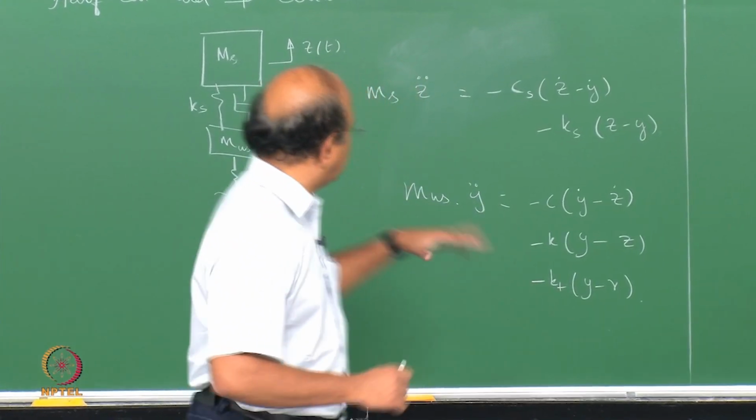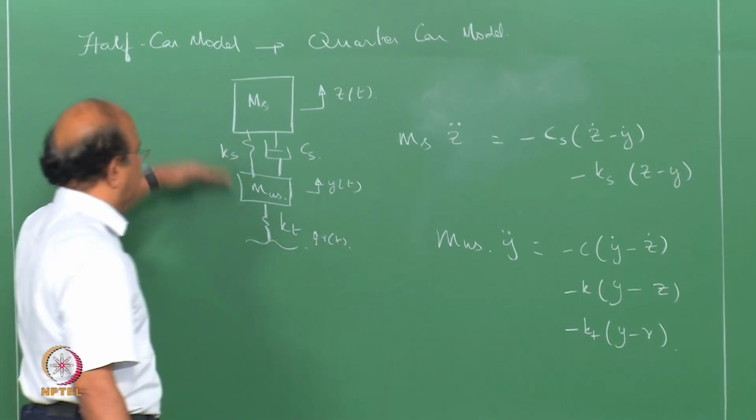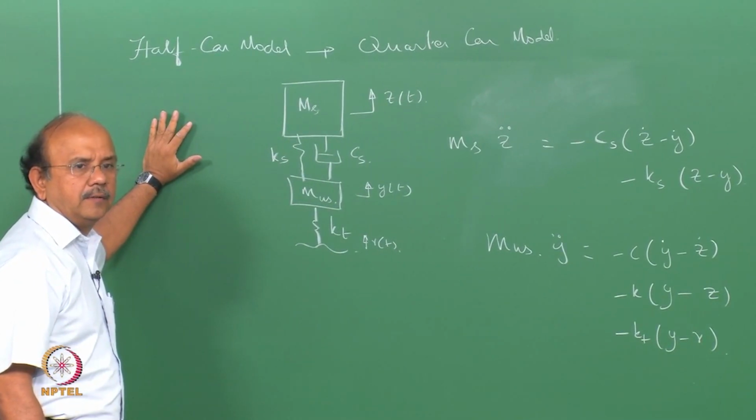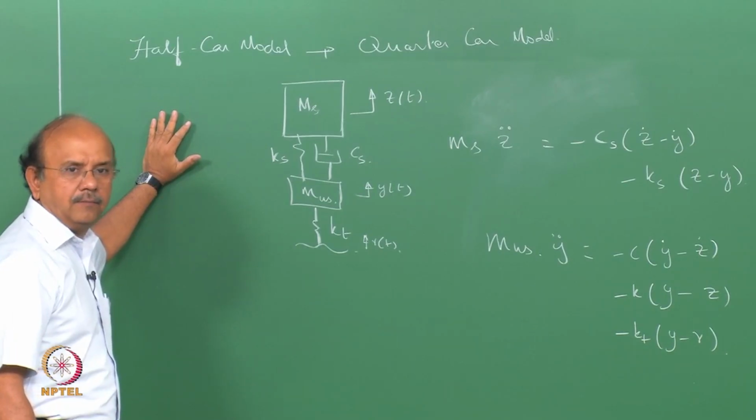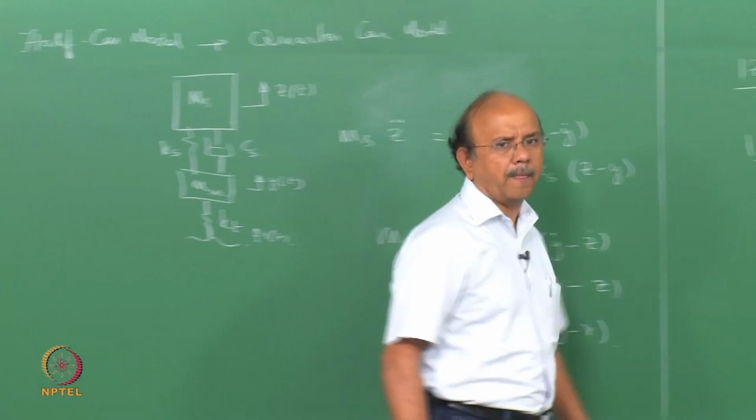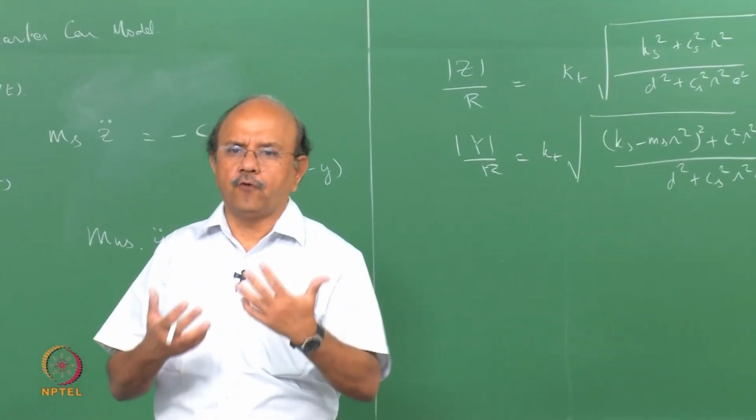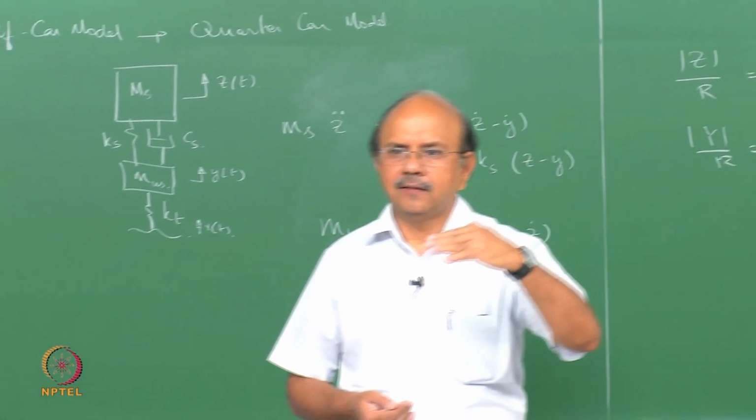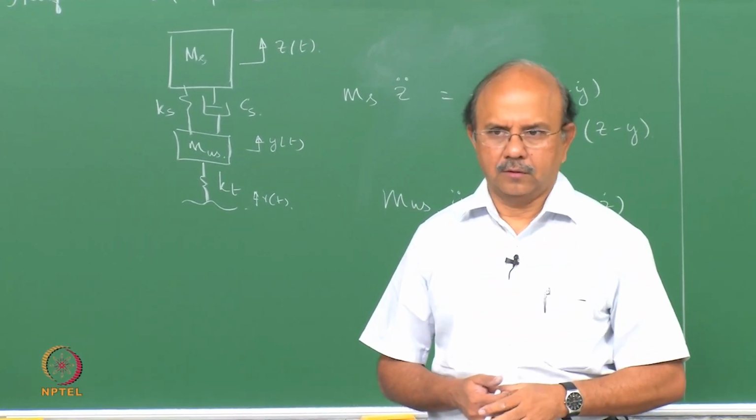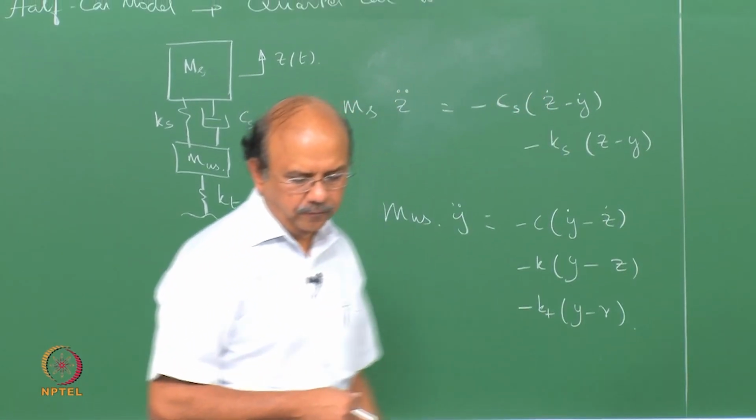So the other one, this is the displacements, the ratio of the displacements Z and Y due to R. The other one is actually what is called road holding. Road holding is the force that the road exerts or the vehicle exerts onto the road. So how do I express the road holding?